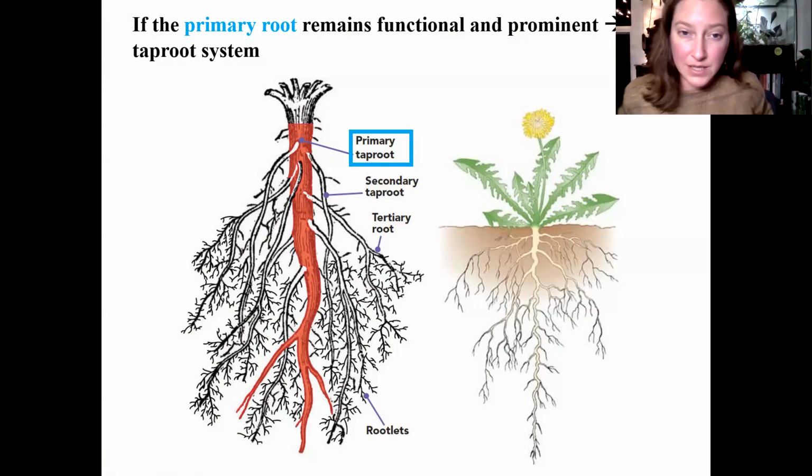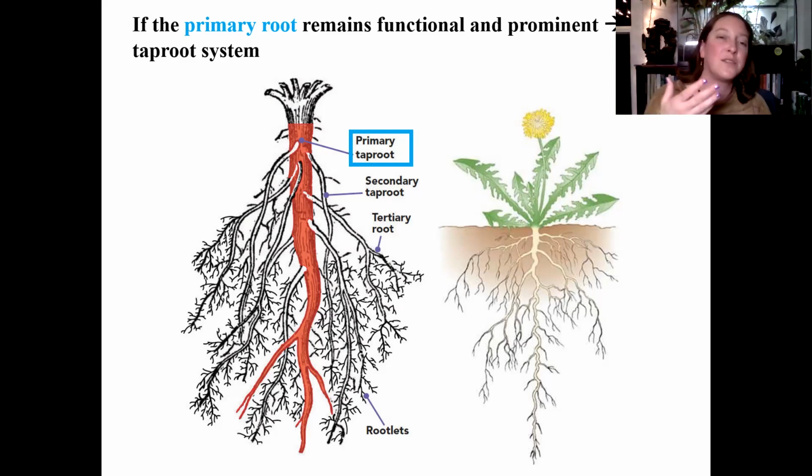So an example of a taproot system is a dandelion. If you've ever tried to pull out a dandelion from your yard, or from your parents' yard, or from your aunt's yard, or just for fun in the park, you may have noticed that it's hard to get it out of there. And that's because dandelions have this taproot system, and that primary root remains functional and goes down really far into the dirt.